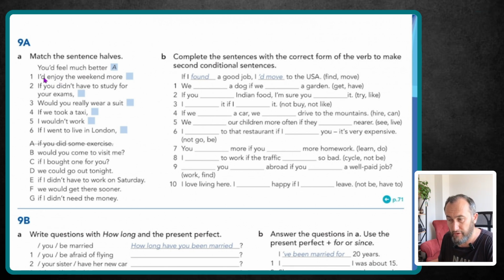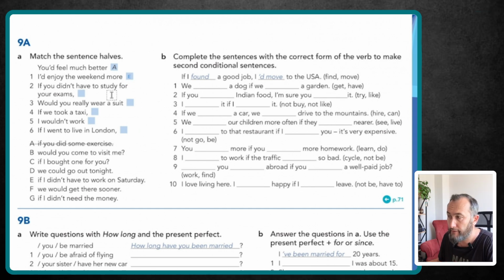So this is the result part because I would enjoy. So I need to look for if choices. For example, B, I would never accept that because there is a "would" here. I'd enjoy. So I would never select would. Could, no good. So I'm going to go for the if ones. If I bought one for you, if I didn't have to work on Saturday. That perfectly matches E. Look, I'd enjoy the weekend more if I didn't have to work on Saturday. That means this guy is working on Saturday, so that's why he doesn't enjoy. So E will be the answer. Let's put it here.